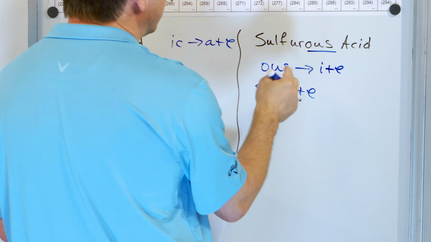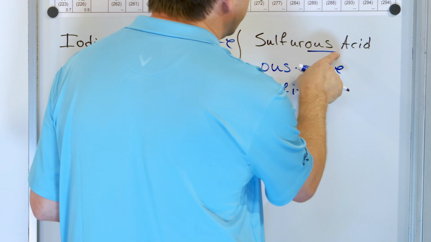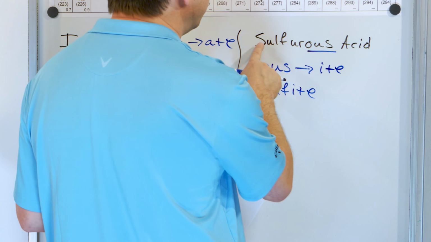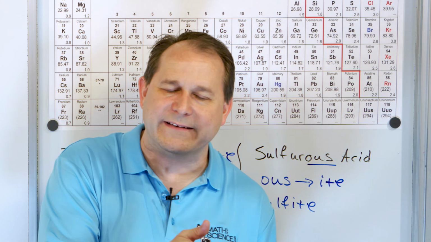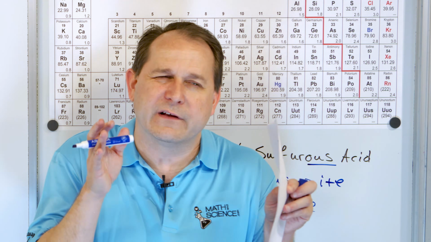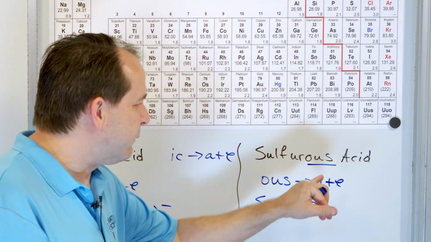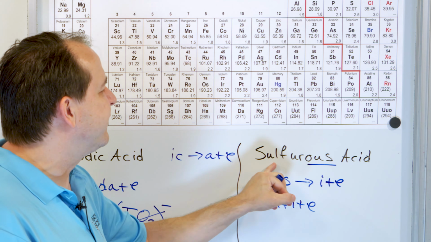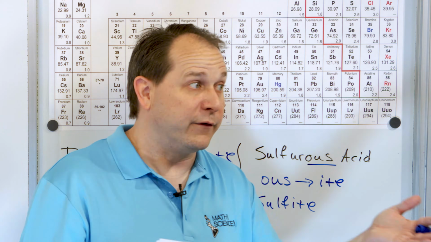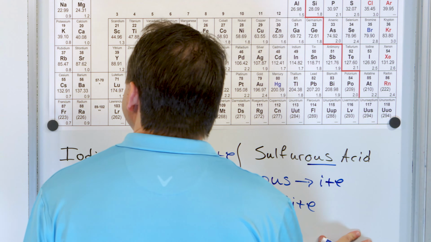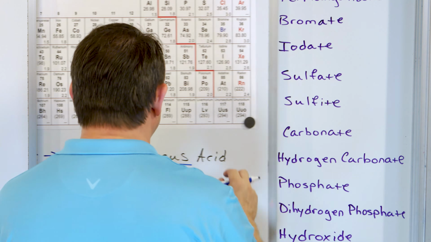Literally just replace this. Now it's a little bit weird, right? Because it looks like it would be sulfurous, would change the OUS to ITE. It would be sulfurite. But there is no polyatomic ion called sulfurite. Sulfite is what's there. So these are rules of thumb that I'm telling you, but if you literally replace OUS with ITE, you would get sulfurite. That's not a thing. So sulfite is what you're looking for here, sulfite. Now sulfite, as far as an ion, is SO3 with a -2 charge.